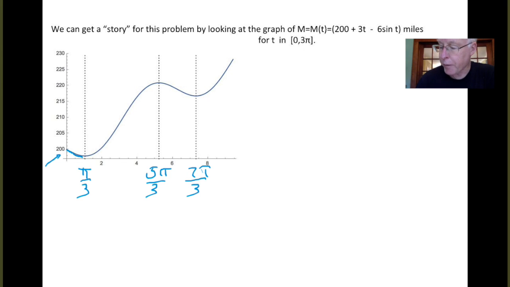After pi over 3, the car moves forward. Here the m is getting bigger, so the car is moving in the direction of increasing mile markers. Then as we saw earlier, between 5 pi over 3 and 7 pi over 3, the velocity is again negative, so the car moves backward and then finishes off by moving forward till it gets to time 3 pi.